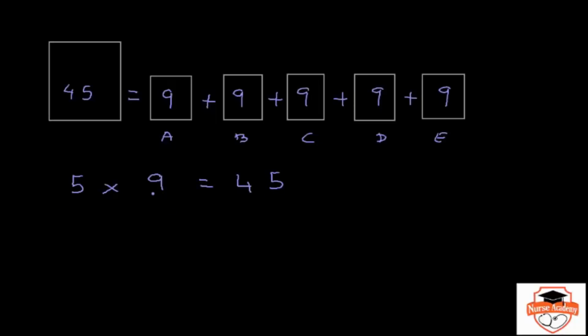5 and 9 are the two factors. So 5 is a factor, 9 is a factor, and the factors multiply to give you the product, which is 45. And if you do not know any one of the two factors, we didn't know this 9.